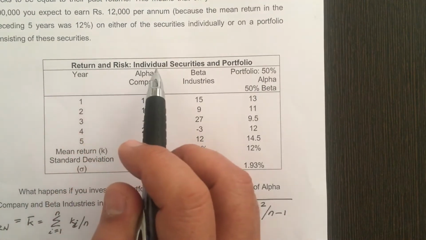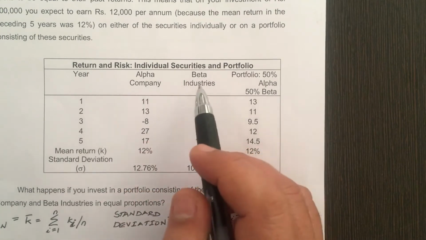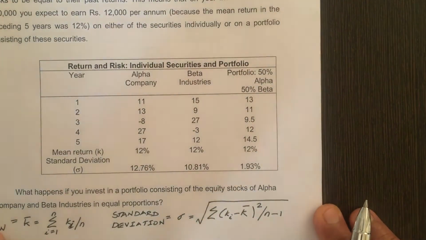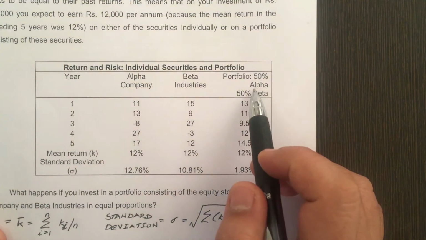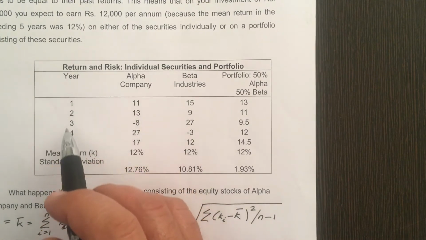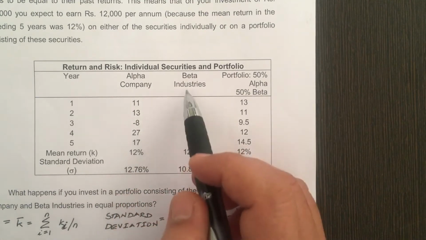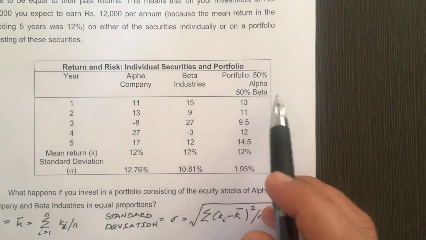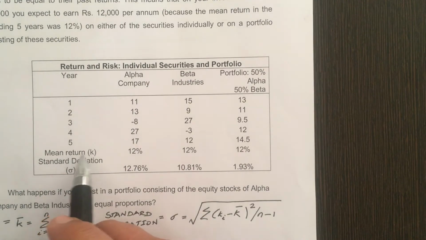Now, the risk and return of individual securities and the portfolio. A and B are individual securities, Alpha Company and Beta Company, but this is a portfolio, and we assume that 50% of your money, that means 50,000, will be invested in Alpha and the remaining 50,000 in Beta. Year 1, 2, 3, 4, 5, these are the returns on Alpha Company, Beta Company, and the returns on your portfolio when you combine Alpha and Beta. This is how you calculate the mean.